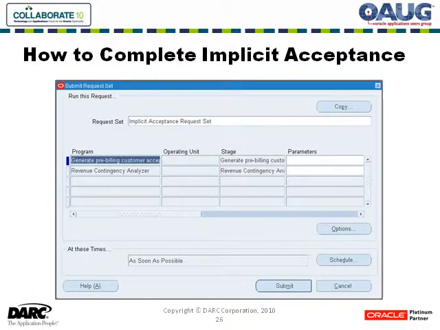This is a brief depiction of how to complete the implicit acceptance programs. It's a default request set created by Oracle. It contains 2 programs. The first is generate pre-billing customer acceptance, and like we just discussed, that goes out and does the implicit acceptance for all eligible pre-billing customer records based on the expiration period being passed. The second program is the Revenue Contingency Analyzer, and that goes out and updates all post-billing records respective of their revenue recognition acceptance dates for the GL transaction.